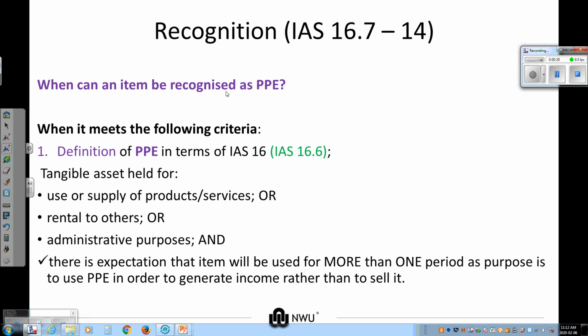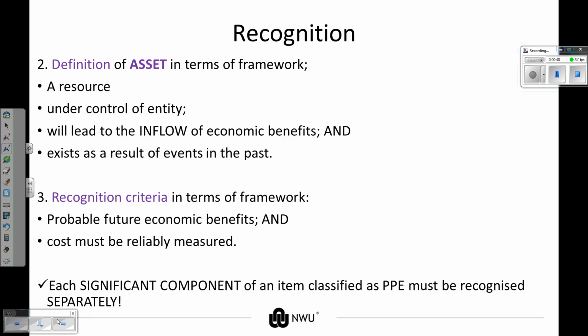So recognize means when can we process the first journal entry. So it must meet the definition of PPE, and that will be a tangible asset held for use or supply of products, services, or for rental to others, or for admin purposes. And the expectation is definitely that this will be non-current assets. We will use it over more than one period.